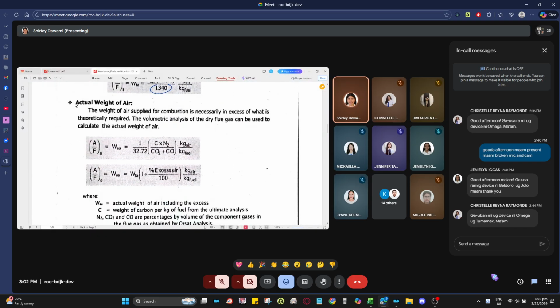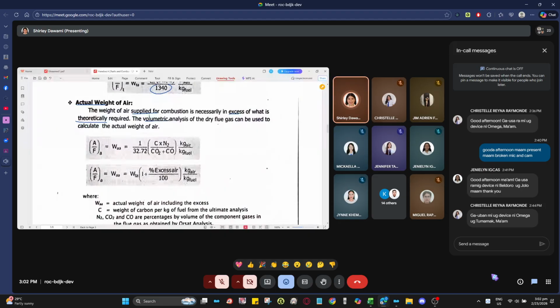Next, we have actual weight of air. It is the weight of air supplied for combustion, which is necessarily in excess of what is theoretically required, more than the minimum or more than the ideal. Okay, so that is the actual weight of air.